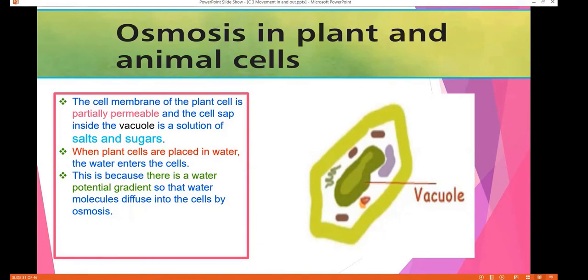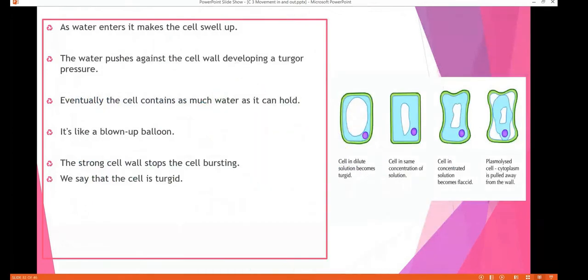So when plant cells are placed in water, the water enters the cells. This is because there is a water potential gradient, so water molecules diffuse into the cells by osmosis. We also discussed the various examples of how this takes place when we were studying it last week. So you can see the various pictures of a turgid cell, and you can see this cell, it is in a dilute solution, it becomes turgid.